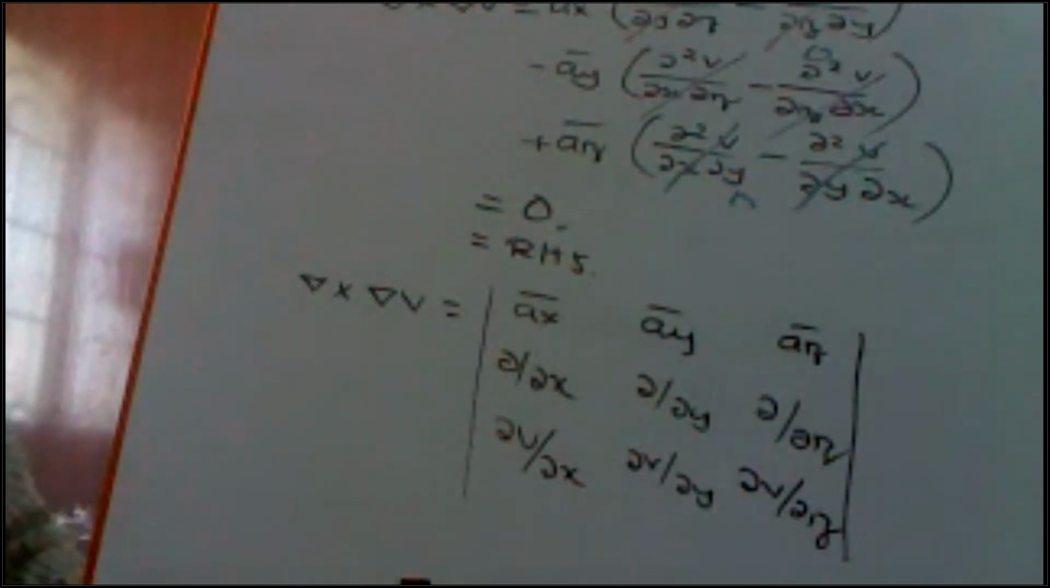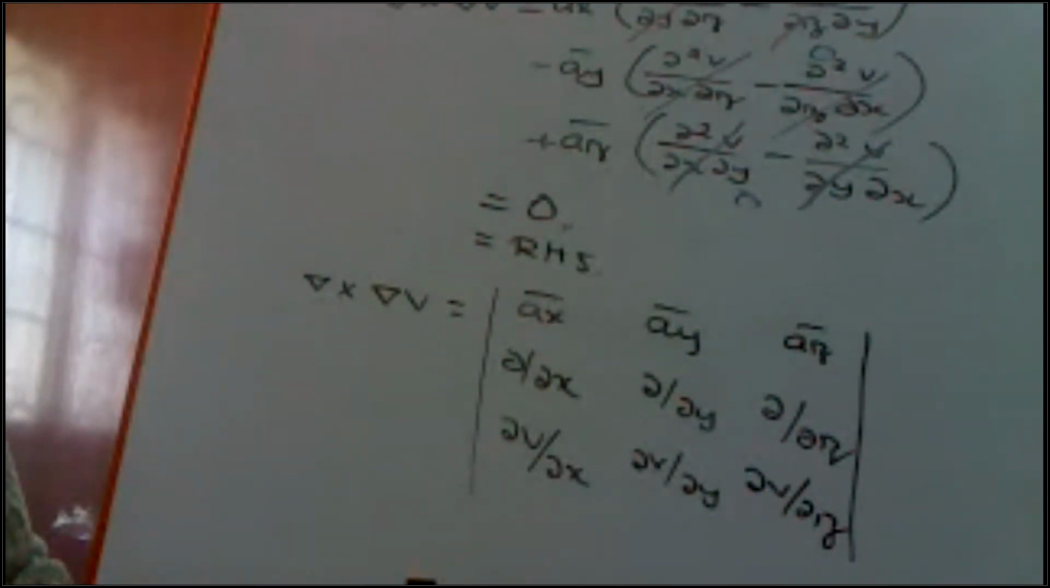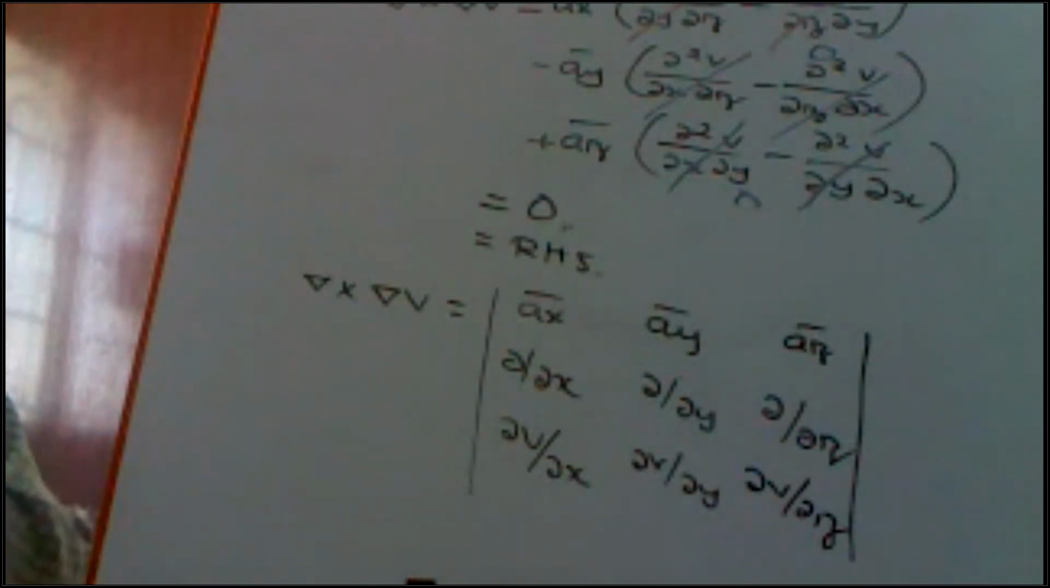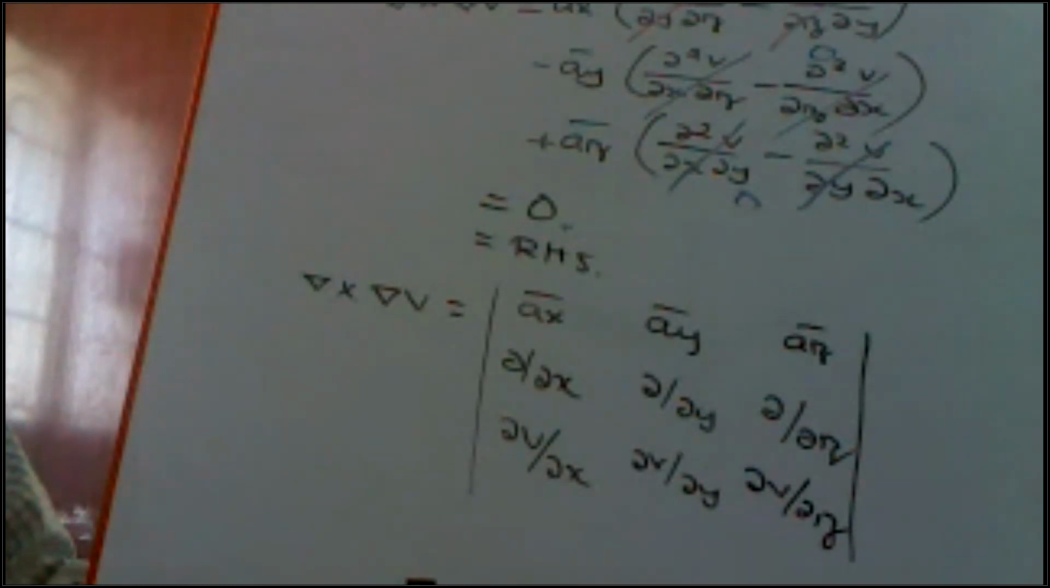Is it okay? Any doubts in this particular null identity? So two null identities we have seen. One is del dot (E cross H vector) is equal to 0. That is what we have seen in the 6th problem, and we have proved that. Now this is the second null identity, del cross del V equal to 0. Any doubts in this particular problem?